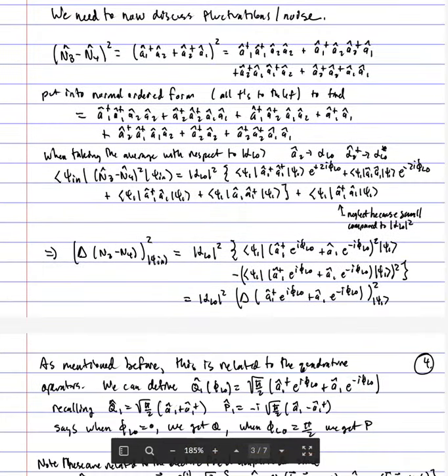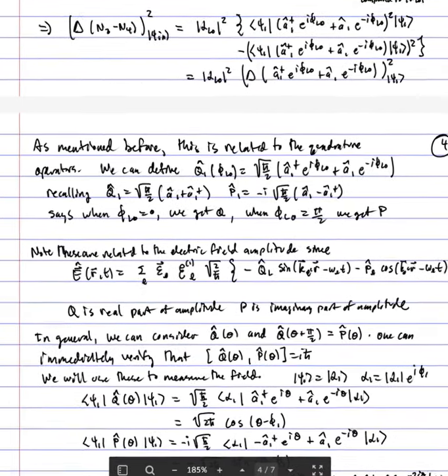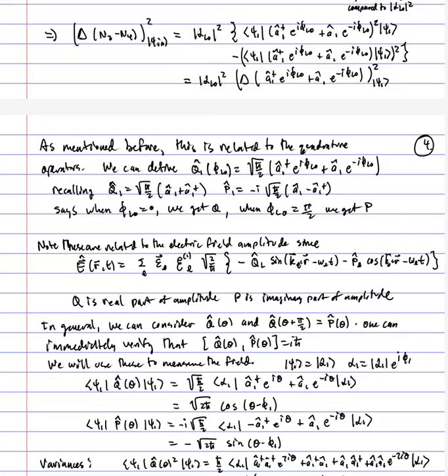Now, that operator is very similar to the Q operator. We're going to define a new operator called Q1 of phi LO, which is exactly that operator. And then recalling that Q1 is equal to the square root of h bar over 2, (A1 plus A1 dagger), and P1 is minus i, the square root of h bar over 2, (A1 minus A1 dagger), that tells us that when phi LO is equal to 0, we're going to get Q. And when phi LO is equal to pi over 2, we're going to get P. And this operator as a function of phi LO actually will interpolate between these two.